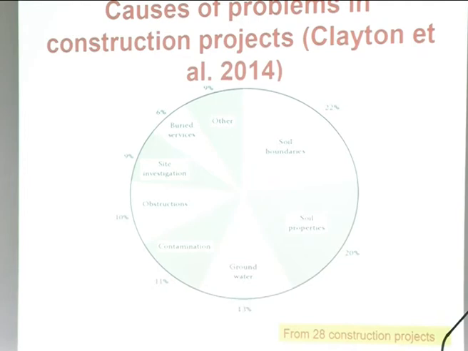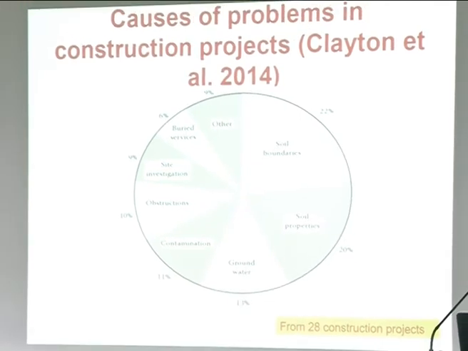And this is nicely presented by Professor Clayton from Southampton University. He shows the causes of construction delays. The major causes you can clearly see here: the wrong soil boundaries or soil properties. These are the major causes of the delays in construction projects.